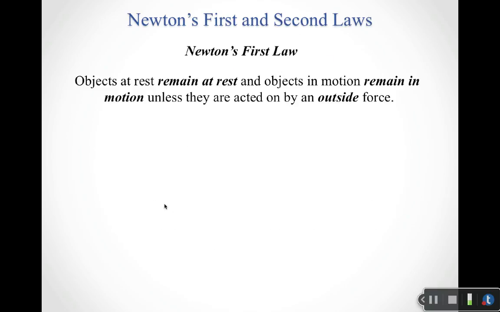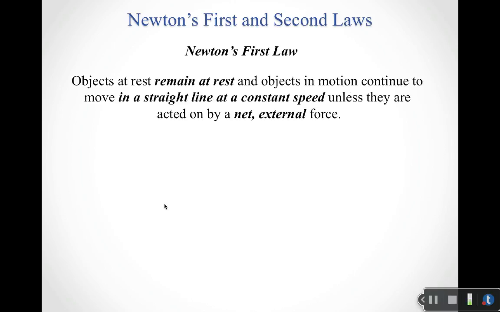So we tend to think of Newton's first law as objects at rest remain at rest and objects in motion remain in motion unless they're acted on by an outside force. There are a couple important details that sort of get swept under the rug here. So probably the better way to think of Newton's first law would be objects at rest remain at rest and objects in motion continue to move in a very special way, in a straight line, at a constant speed, unless they are acted on by a net external force. So part of what this tells us is if an object's just sitting there and no net external force acts on it, it's going to continue to just sit there.